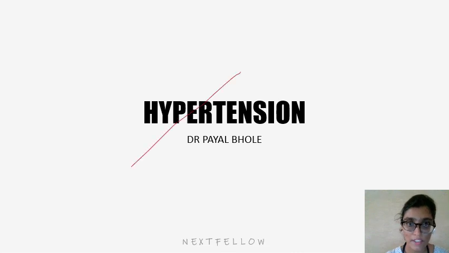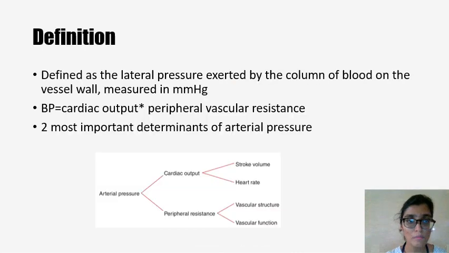Let's talk about hypertension. Hypertension is defined as lateral pressure that is exerted by a column of blood on the vessel, measured in mm of Hg. BP is cardiac output into peripheral vascular resistance. Two most important determinants of the arterial pressure.